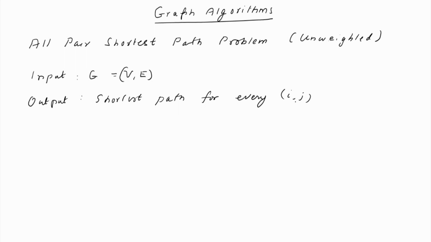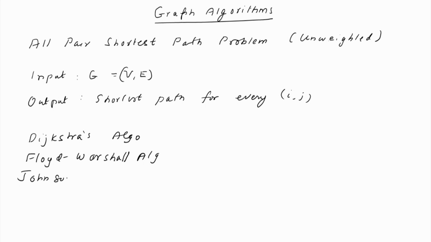The classical algorithms for this would be Dijkstra's algorithm, the Floyd-Warshall algorithm, and Johnson's algorithm. All these algorithms take time proportional to n cube. So, Dijkstra can be implemented in, say, m times n plus n square log n time, same with Johnson's, whereas Floyd-Warshall will take n cube.